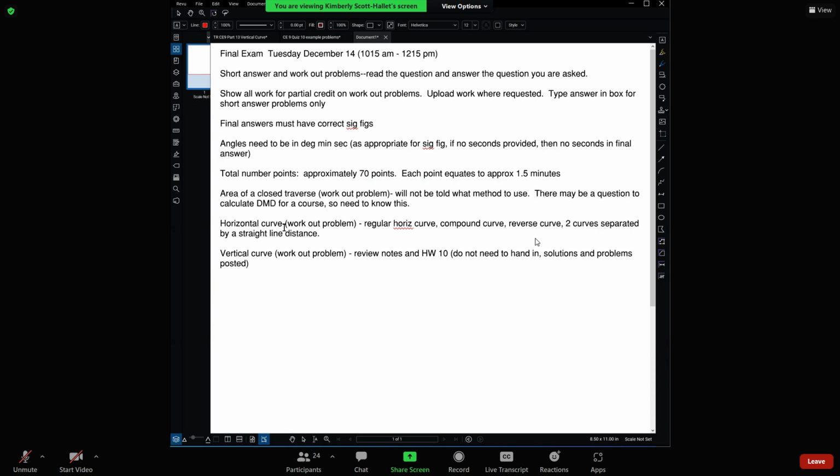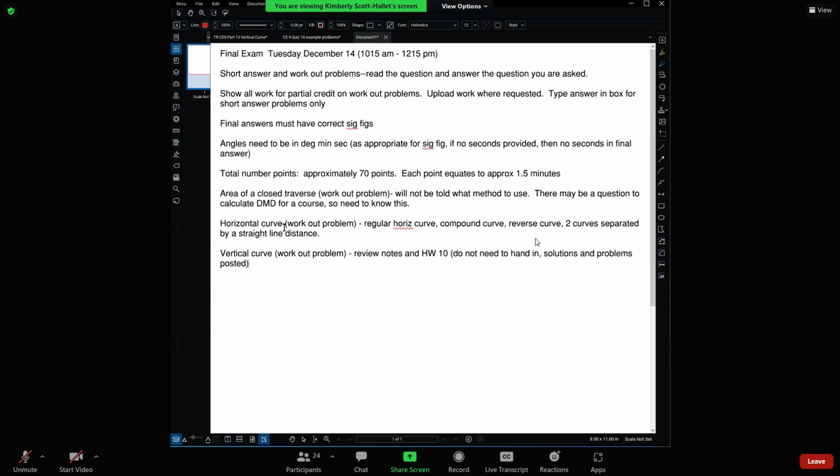You need to put the effort in. A vertical curve is not a difficult problem, but historically has been a very low scoring problem on exams when I don't assign homework associated with it. So again, I'm assigning the homework, you just don't have to hand it in. So make sure that you spend that time.